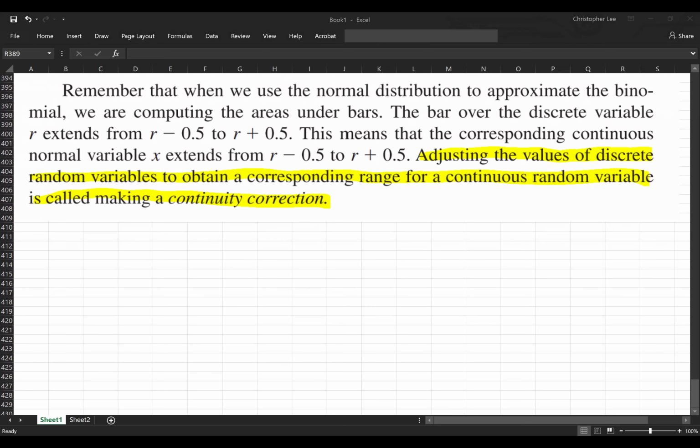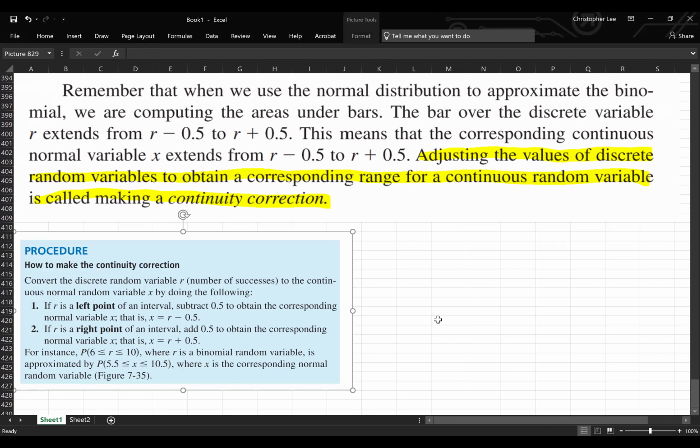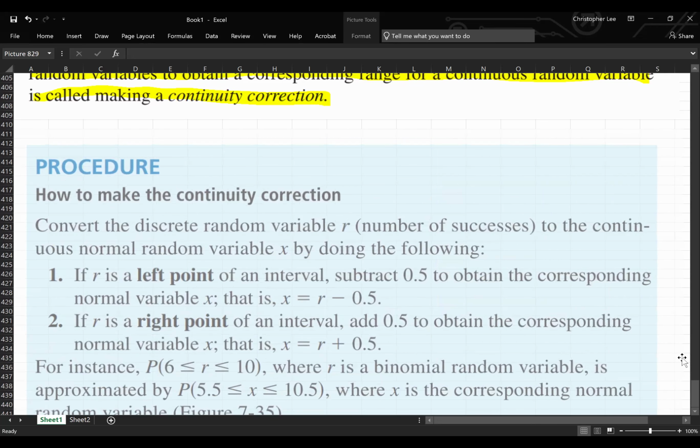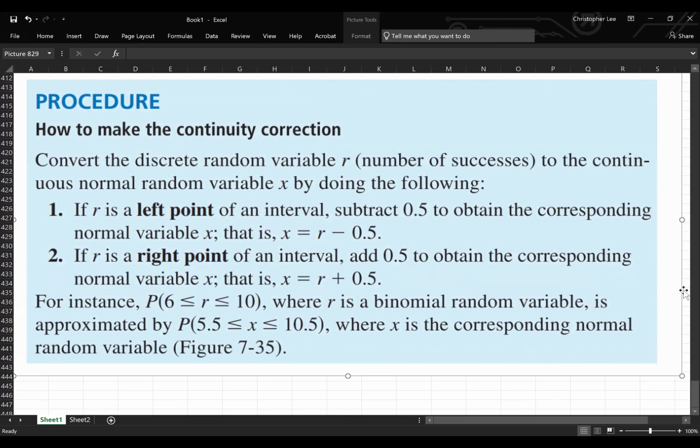All right. But you know I can't just leave y'all hanging like that. This is how to make a continuity correction right here. This is the sauce right here, all right? So how to make the continuity correction. Convert the discrete random variable r, number of successes, to a continuous normal random variable x by doing the following.